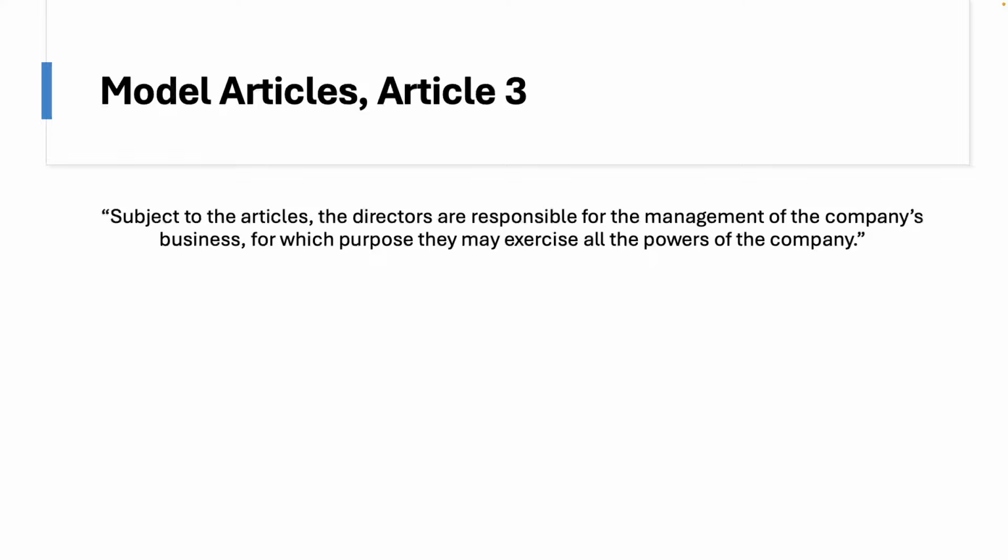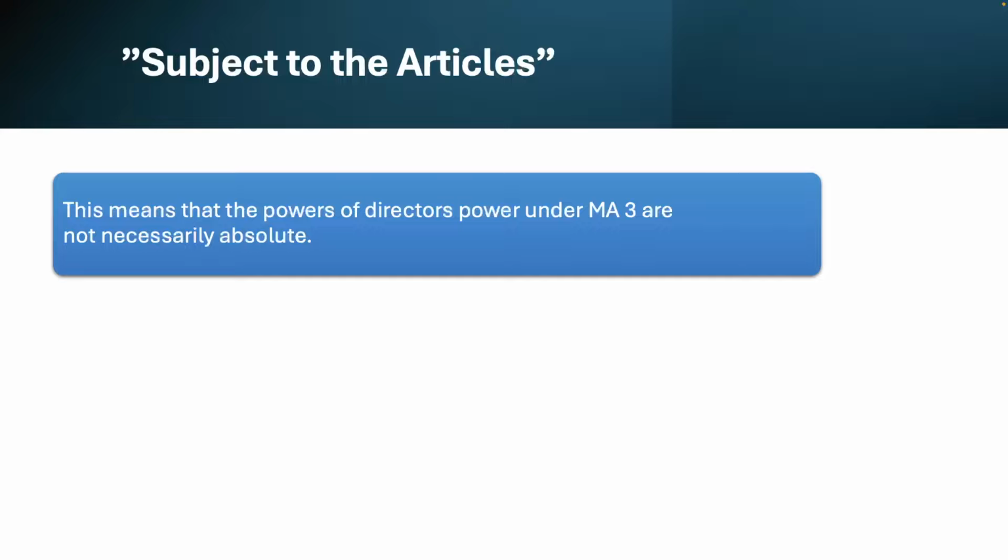Article 3 is a statement that essentially gives directors broad authority to, in other words, just run the company, subject to any restrictions that may be found in the company's articles or in law, for example, in statute law or within the common law. But let's break this down a bit more. So, subject to the articles, this means that the powers of the directors under Article 3 of the model articles are not necessarily absolute. They are constrained by any provisions of the company's own articles that limit or regulate their powers.